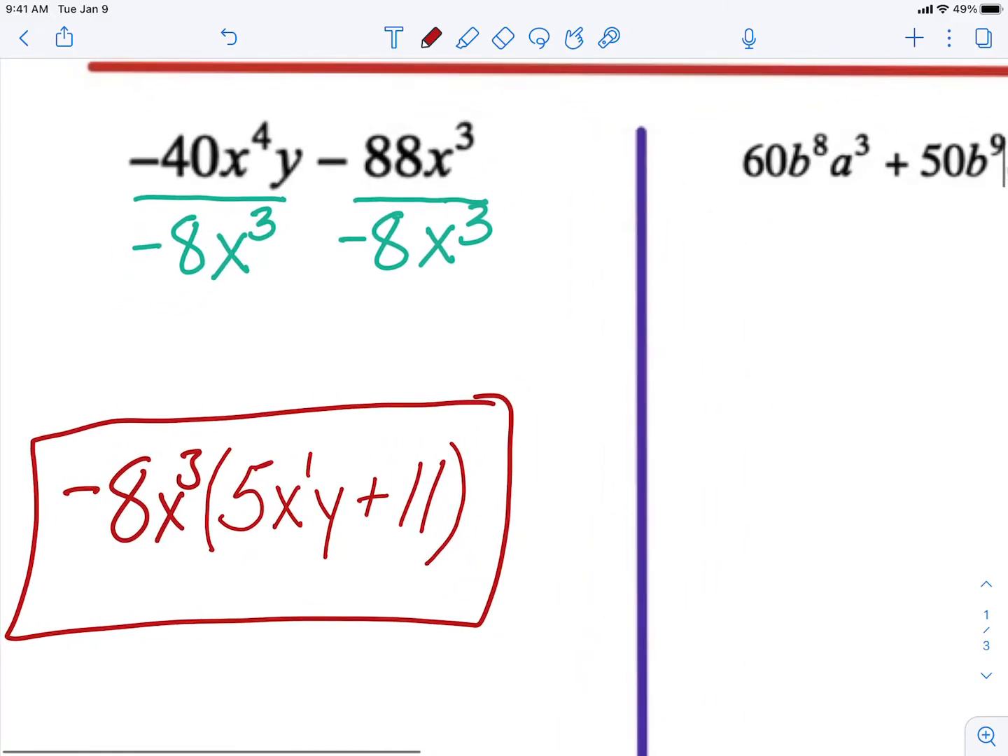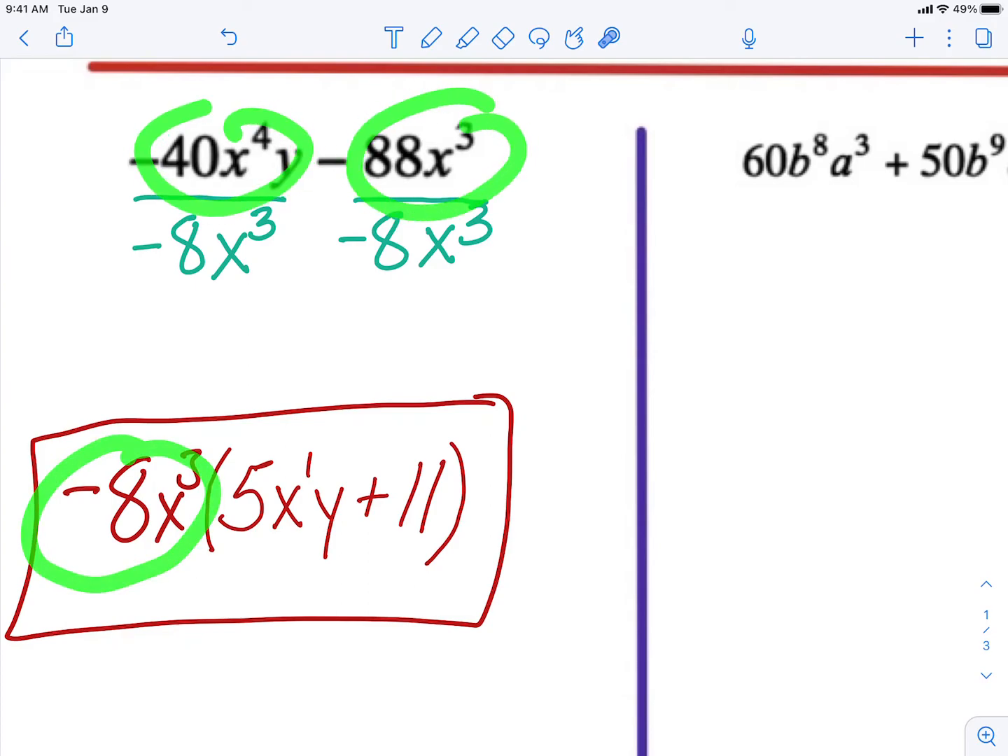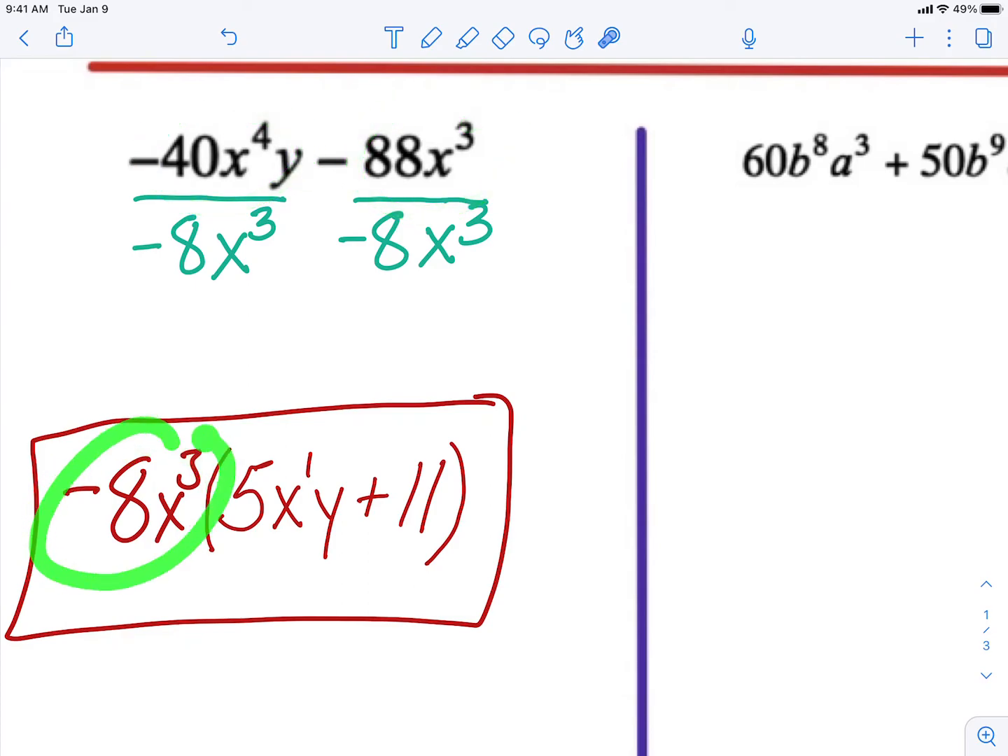I have factored by factoring out common factors, right? This is what is in common on both of these terms. So I took that out. I divided that. And what was left over was this on the inside. And there you go. That's the steps.